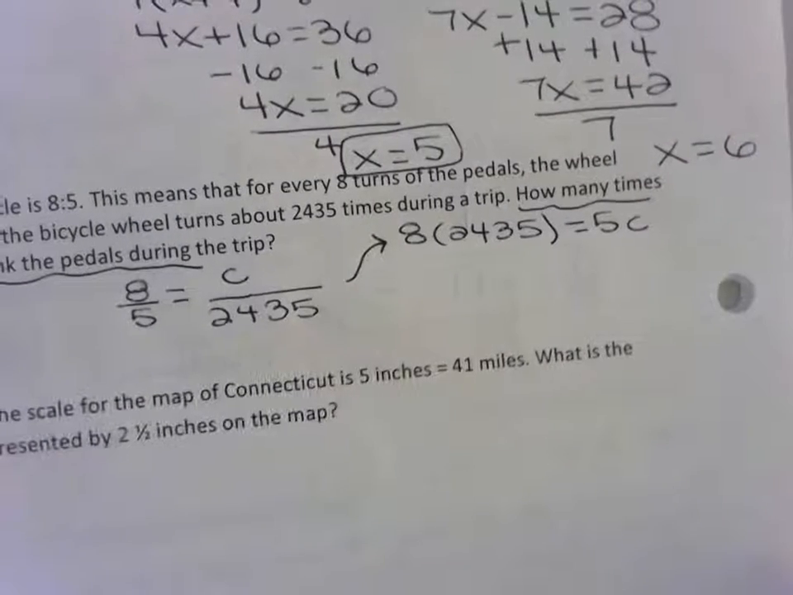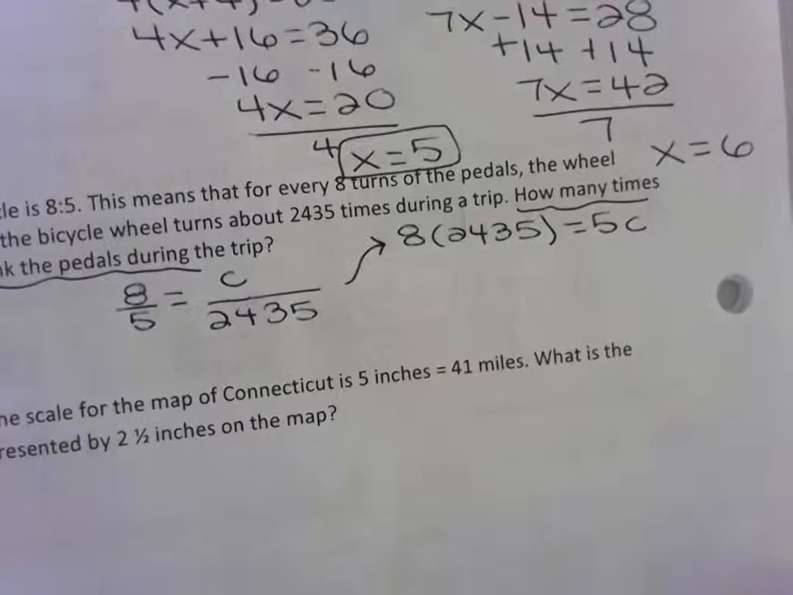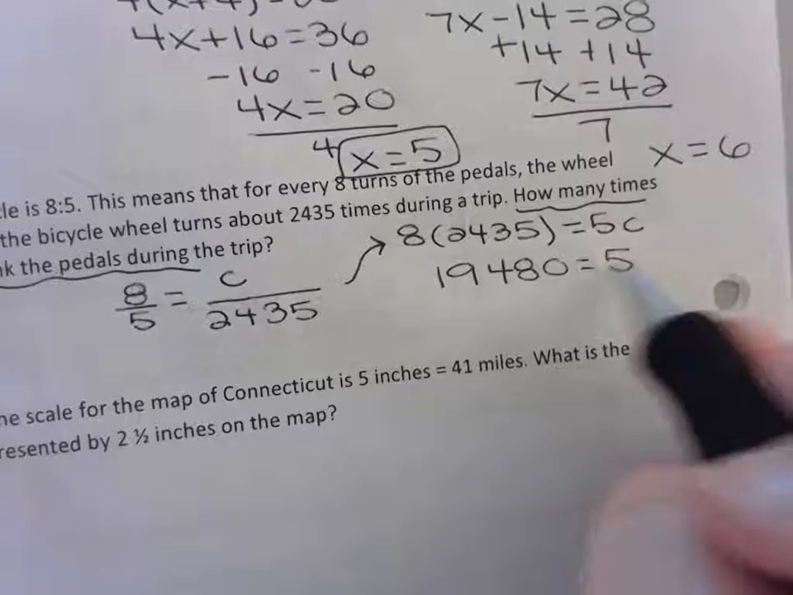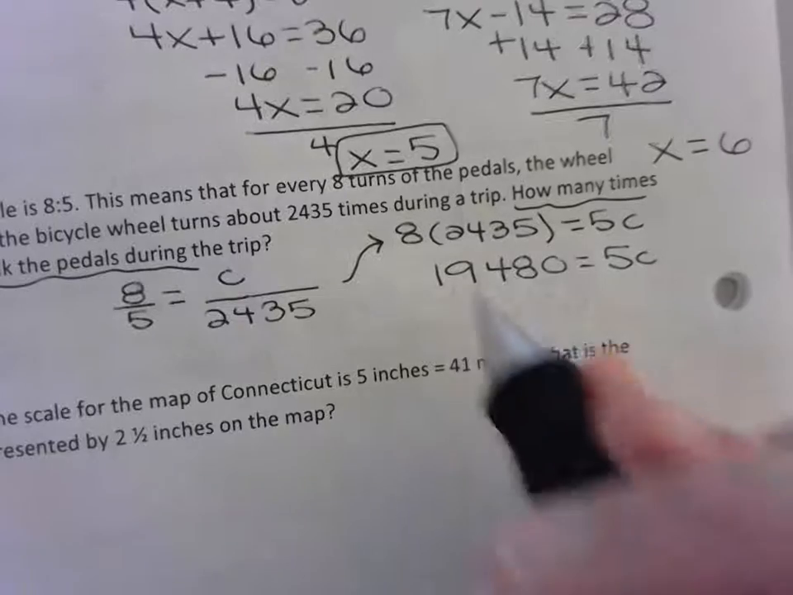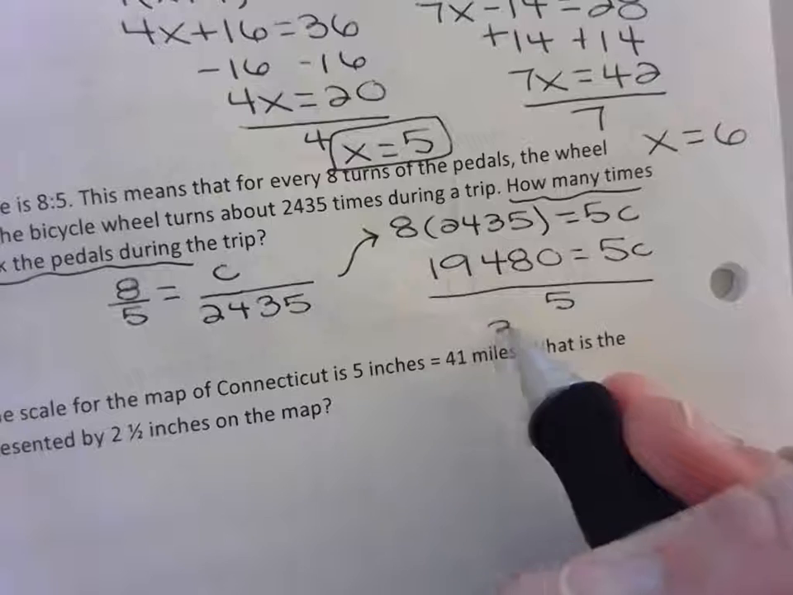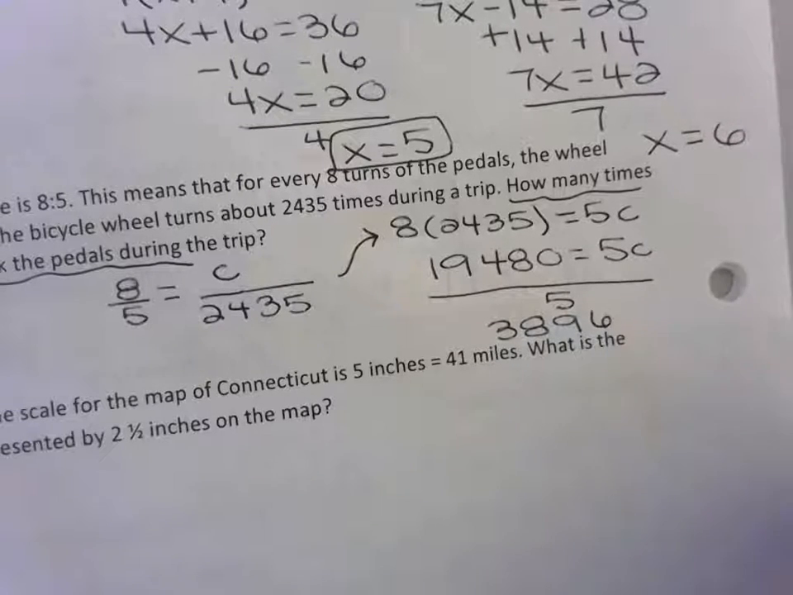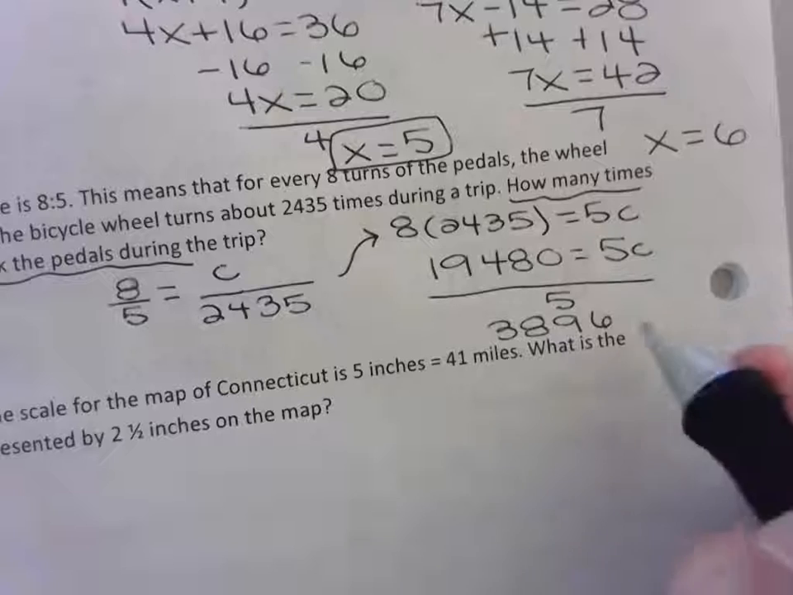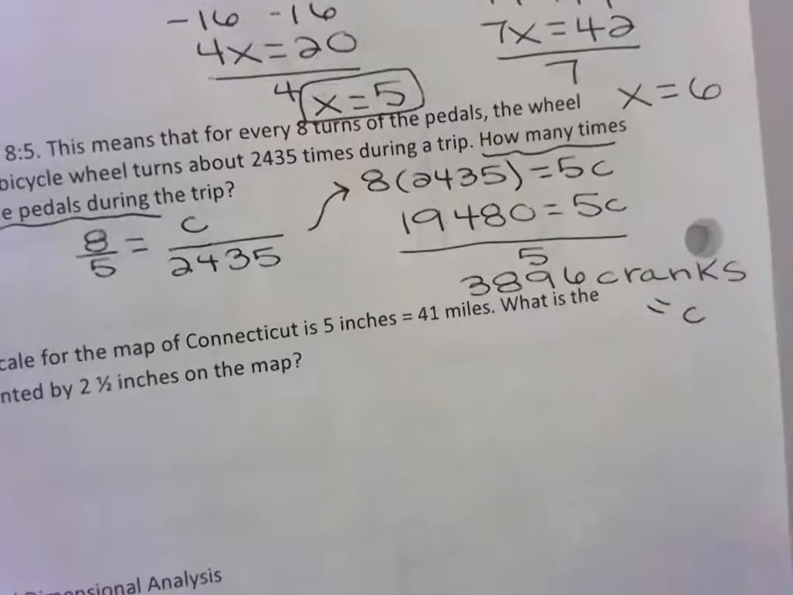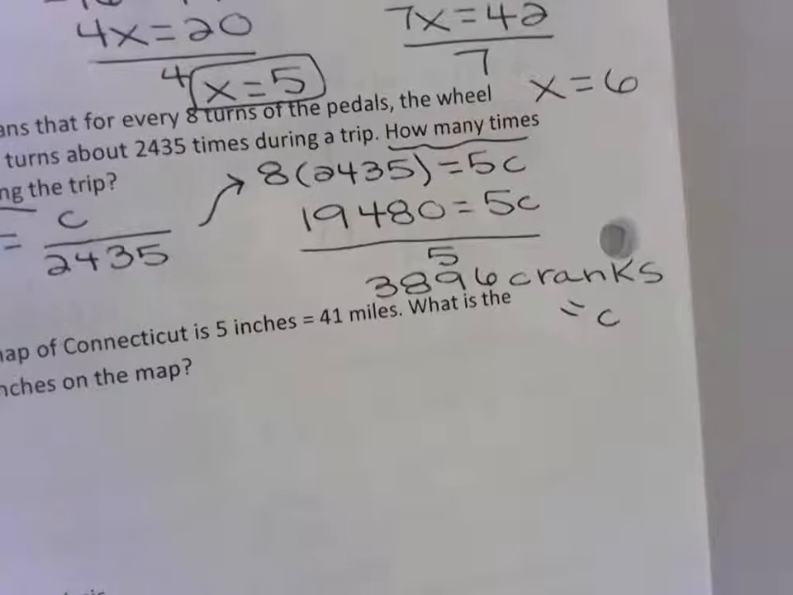I don't know that off the top of my head. 8 times 2,435? 19,480. 19,480 equals 5C. Divide by 5, which is 3,896. And that is cranks, equals C. So make sure you label it, whatever it's representing. Now, that's how many times I have to crank the pedal or turn the pedal. Does it make sense?